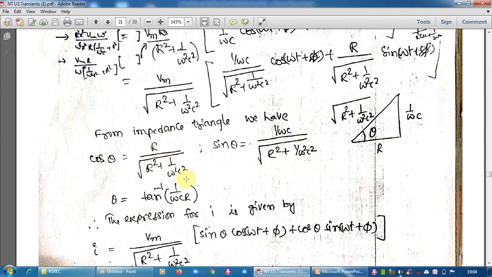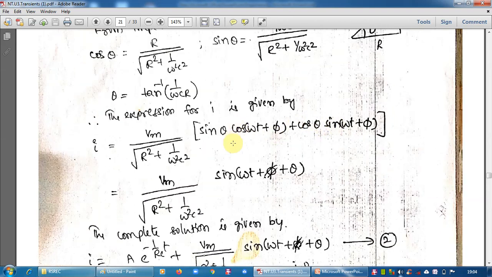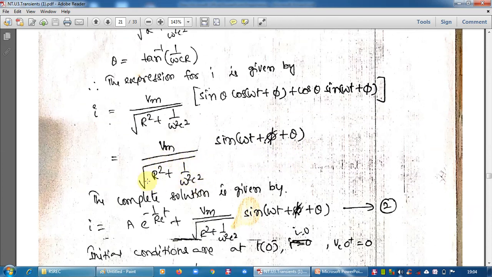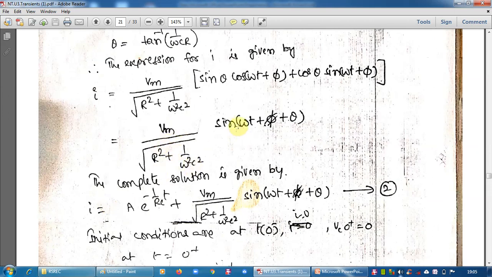In the previous case, in place of 1 by omega square c square, we will be getting only omega square L square here. If we represent that, this is the equation. Now this can be written as sine of omega t plus theta. Here also, as I just said, if we consider omega t plus phi, you treat that as present here. If you don't consider it, it is only sine of omega t plus theta, that's all. This term can be written as Z as before. This is equal to Z, the magnitude of Z. If you write Z, then it is Vm by Z sine of omega t plus theta.